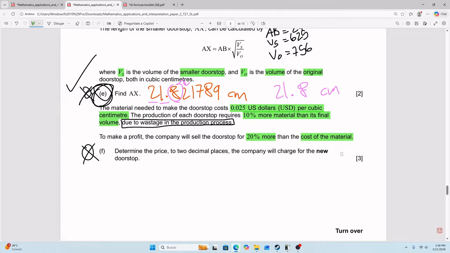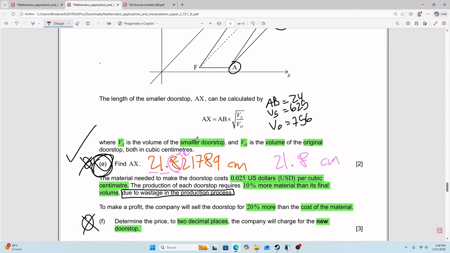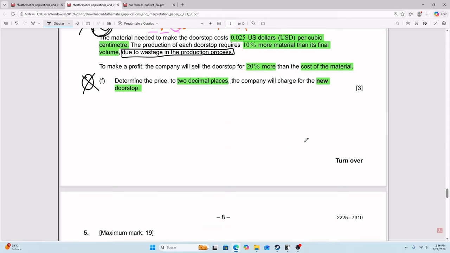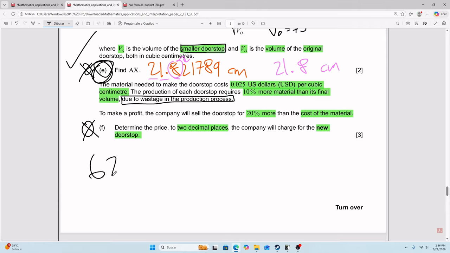So this new doorstop, so notice here it says new doorstop. They ask you to determine the price to 2 decimal places of this new doorstop. What is the volume of the new doorstop? The volume of the new doorstop of VS, the smaller doorstop, is 625, which is the same 625 we saw here. So the volume is 625, right? So let's start with that, yeah? The price of this guy is going to be 20% more than the cost of the material. So the question here is, what is the cost of my material?